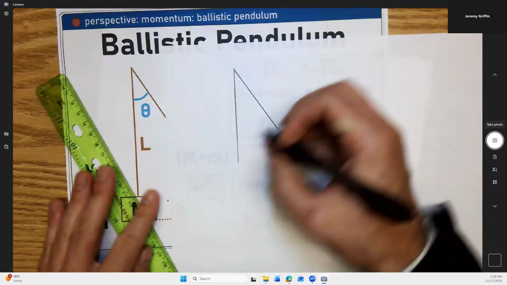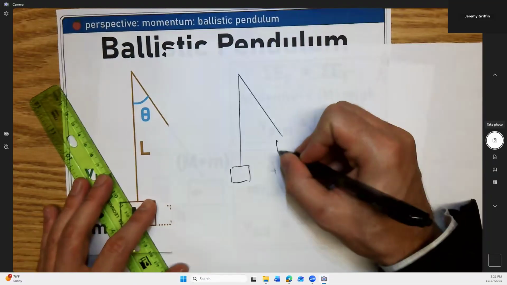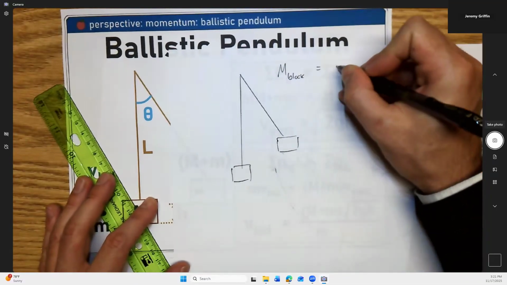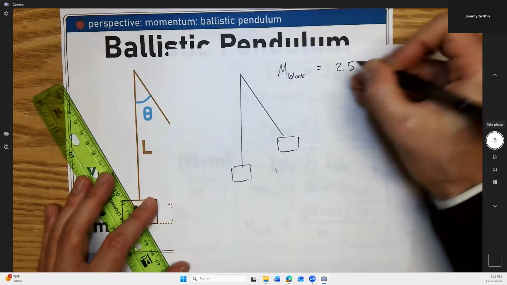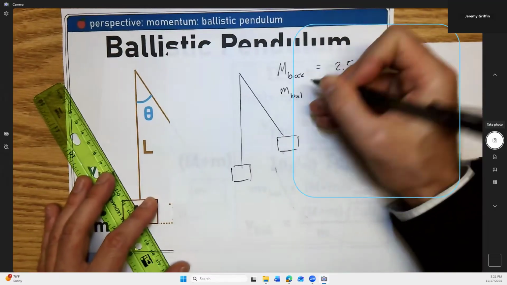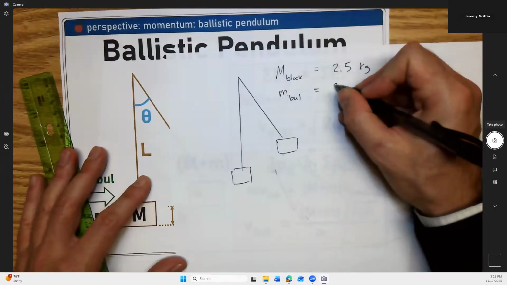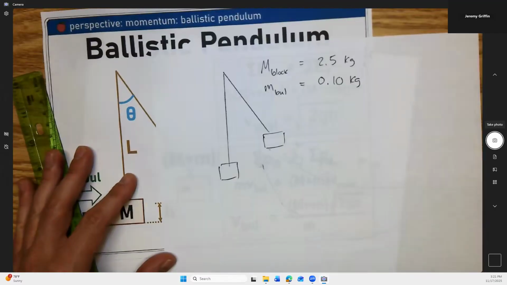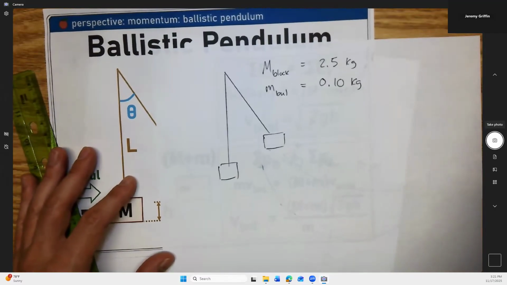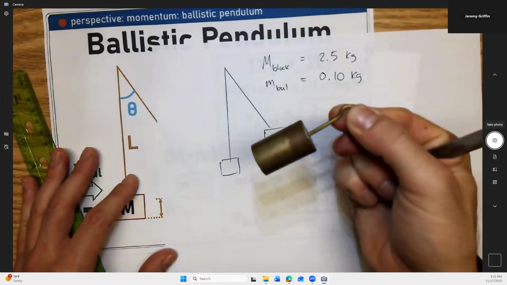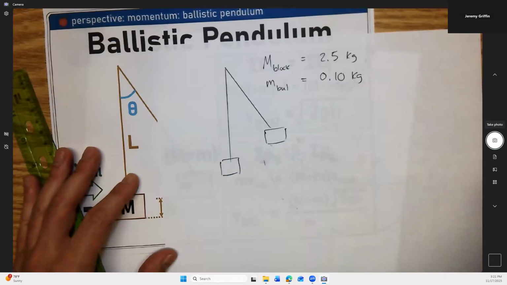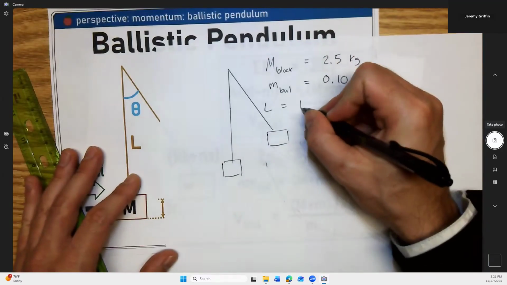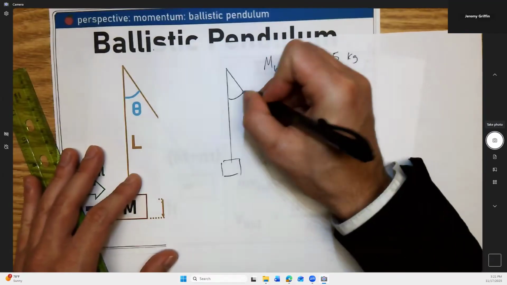All right. Let's have a mass of a block. So M block, let's call it 2.5 kilograms. Let's go with the mass of a bullet. I might just use lowercase m for the bullet. Let's have it as 0.10 kilograms, 100 grams, which is, I think, this one right here. Yeah, so here's your bullet. Let's have the length of the string be 1.2 meters. And let's have this angle.